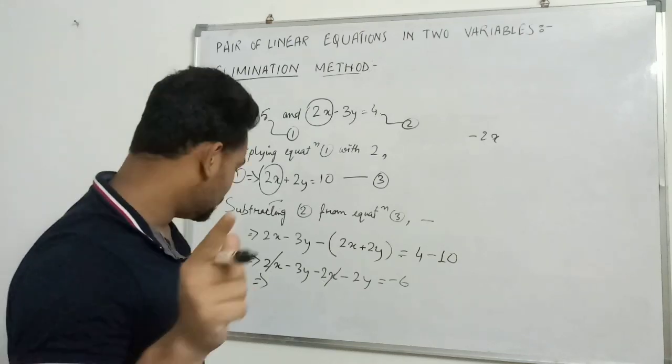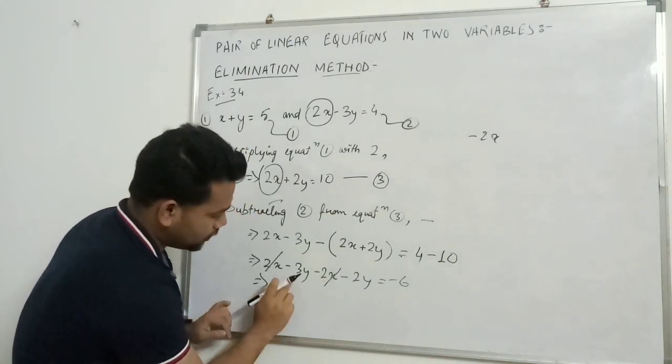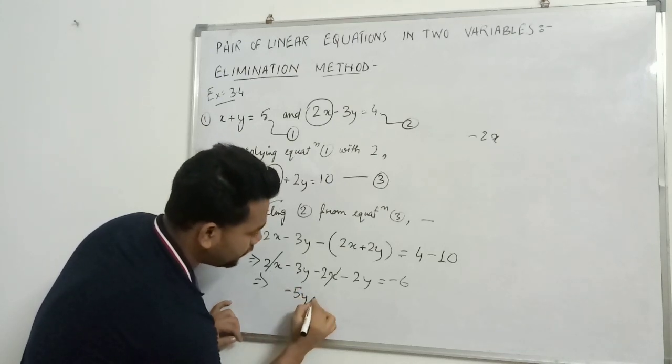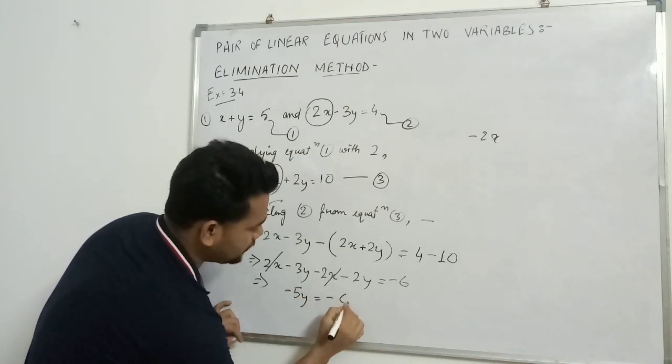Got the idea? So let's go for the question. Now minus 3y minus 2y. So minus 5y. Got it? Is equal to minus 6.